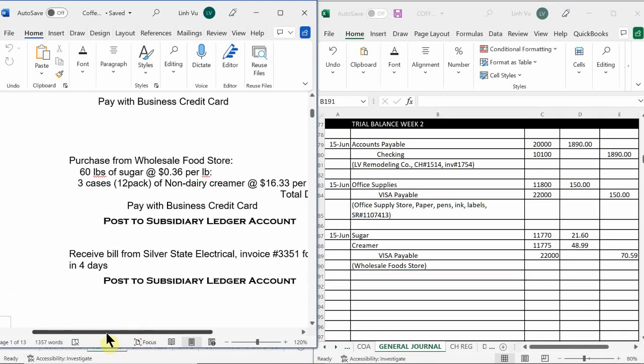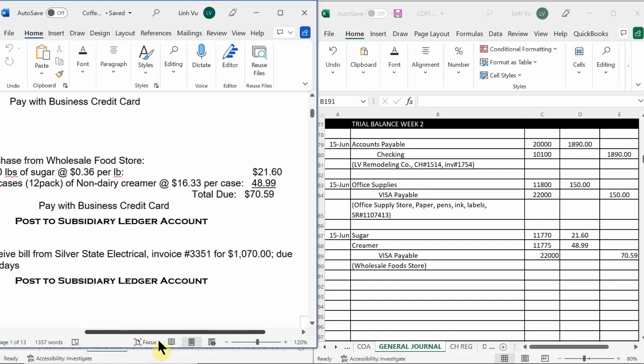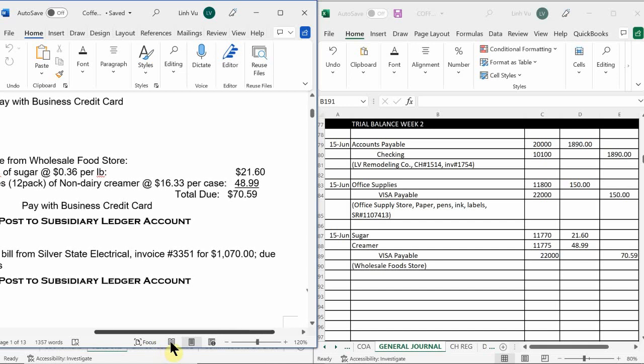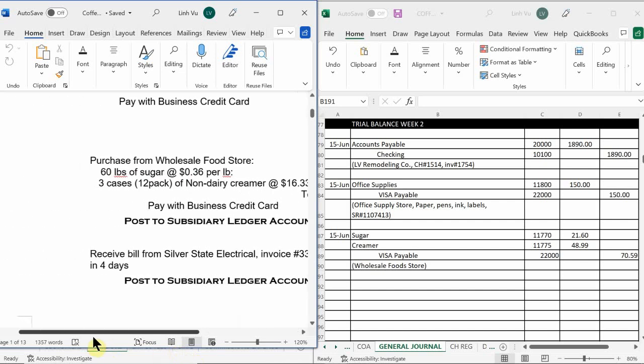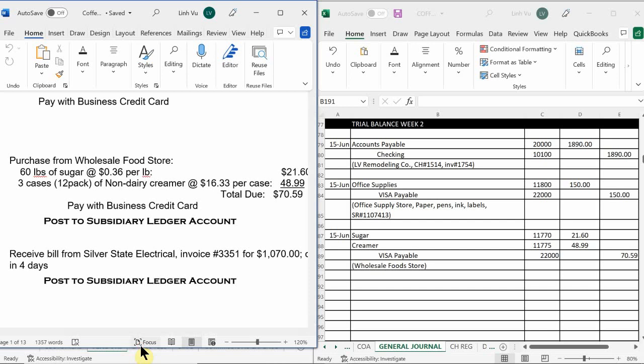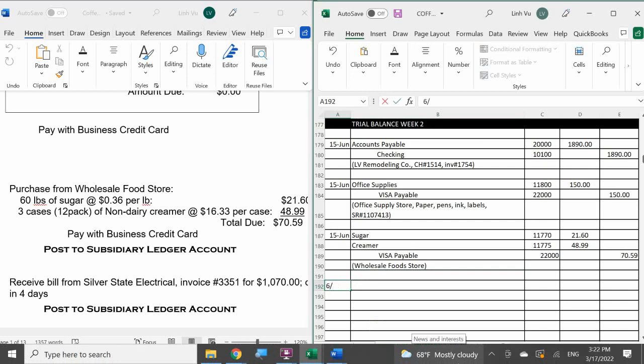So then let's see what happened next. We end up receiving a bill from Silver State Electrical, invoice number 3351 for $1,070, due in 4 days. So we received a bill. Okay. Do you guys remember why we hired Silver State Electrical? Why did we hire Silver State Electrical for?